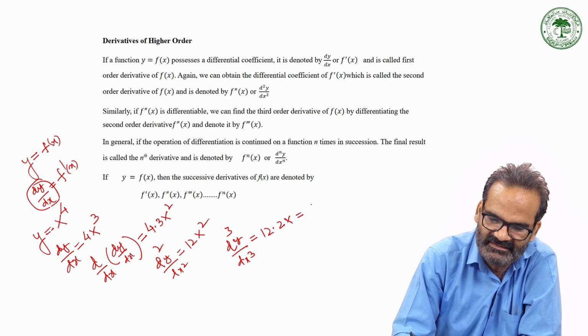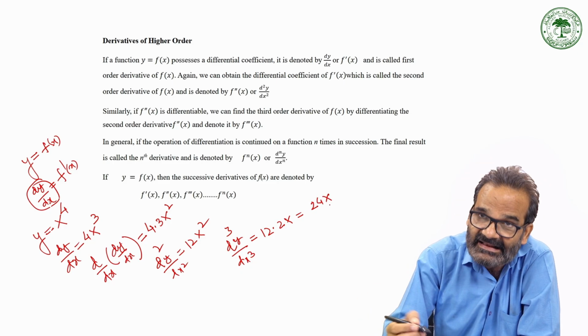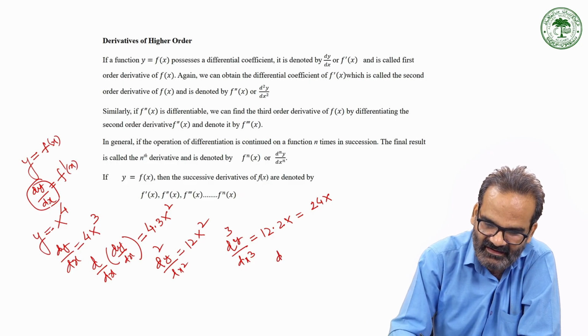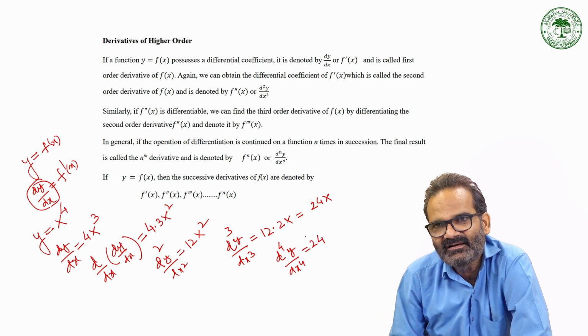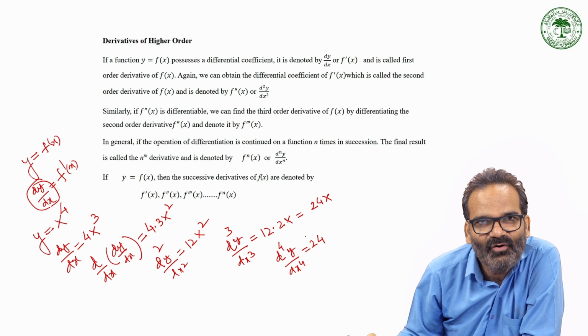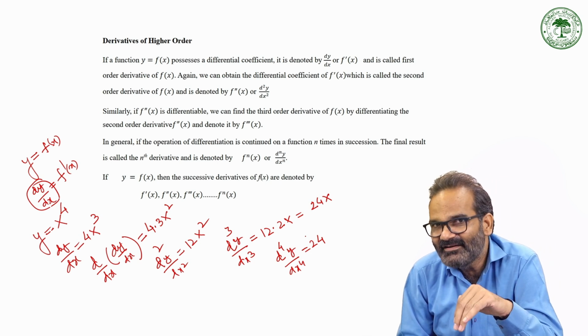So what you will get here is 12 into 2, 24x. This is the third derivative, or third order derivative. See, x can again be differentiated, so we can find the next, d4y over dx4. 24 will remain as it is, and the derivative of x is 1. So this is the fourth derivative, and 24 being a constant can again be differentiated.